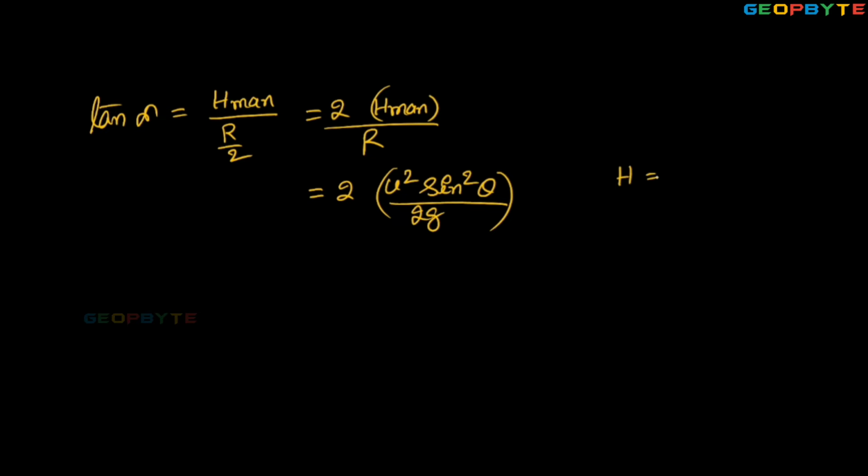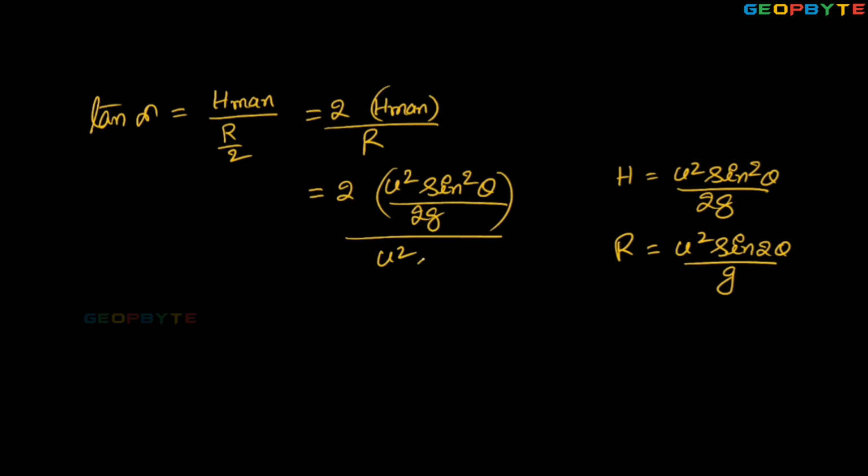Let me write it. Maximum height equals U square sine square theta by 2g, whereas range equals U square sine 2 theta by g. So it is divided by the range, U square sine 2 theta by g. Now let us simplify it. This 2 cancels, g cancels, and U square also cancels.